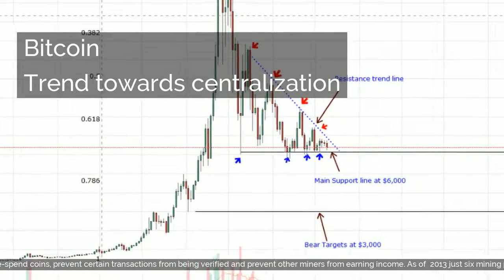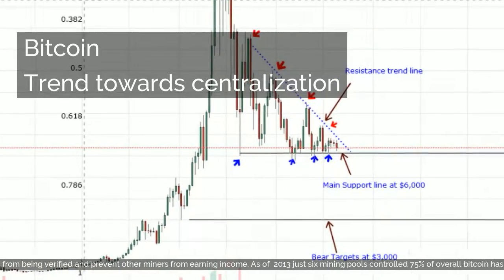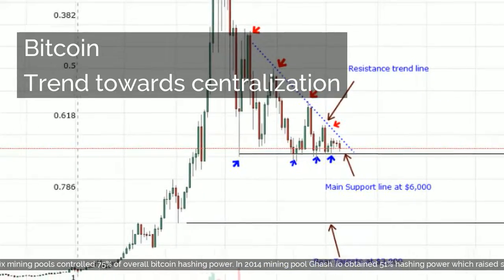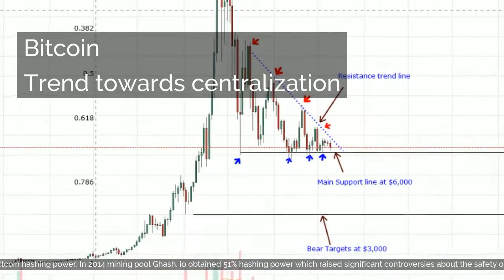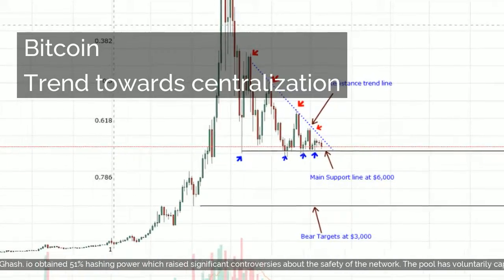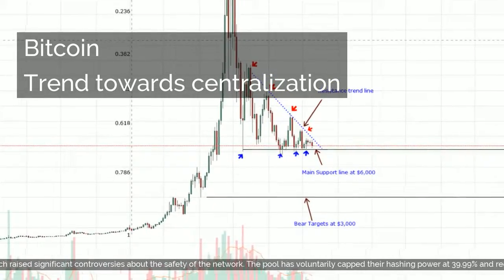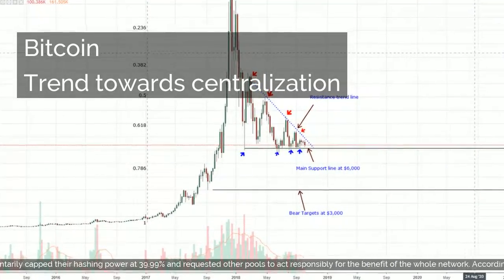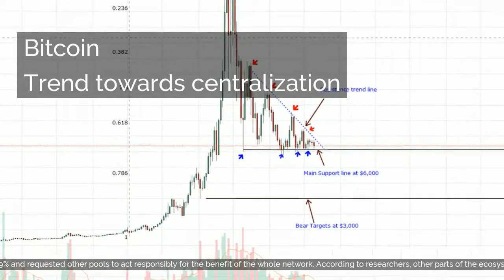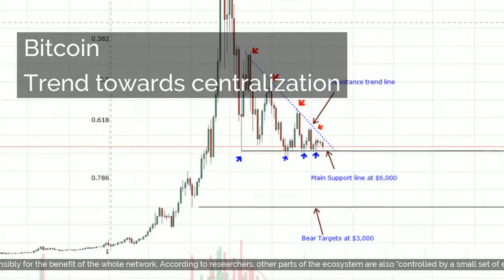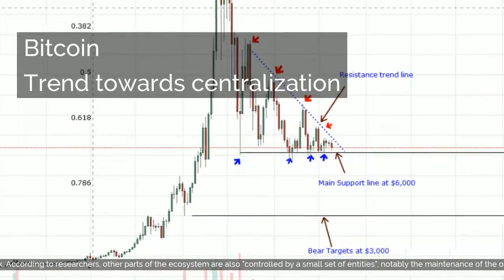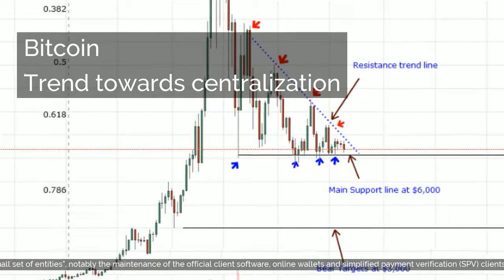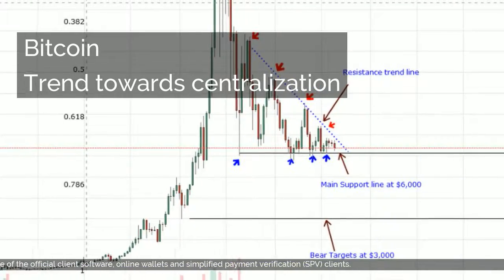As of 2013, just 6 mining pools controlled 75% of overall Bitcoin hashing power. In 2014 mining pool Ghash.io obtained 51% hashing power, which raised significant controversies about the safety of the network. The pool has voluntarily capped their hashing power at 39.99% and requested other pools to act responsibly for the benefit of the whole network. According to researchers, other parts of the ecosystem are also controlled by a small set of entities, notably the maintenance of the official client software, online wallets and simplified payment verification (SPV) clients.